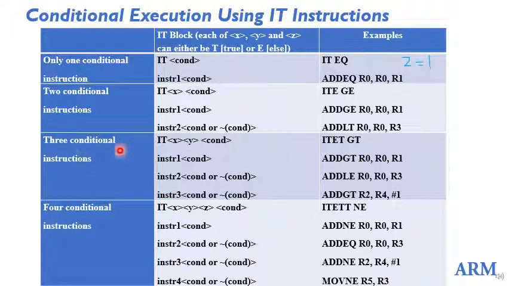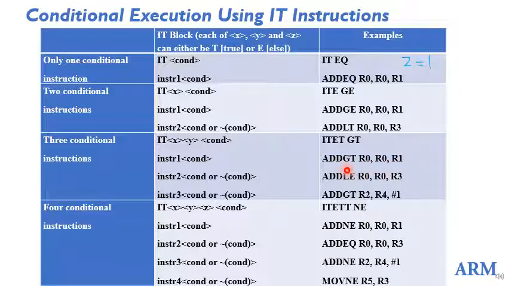Now if you have three conditional instructions, then the first instruction will be the same as the condition. If this condition is satisfied, the first instruction will be executed. The second and third instructions will be executed based on X and Y. So there will be three instructions. Example for this is IT. The condition is GT, so the first instruction will have the condition GT. It is to add R0 and R1 and store in R0.